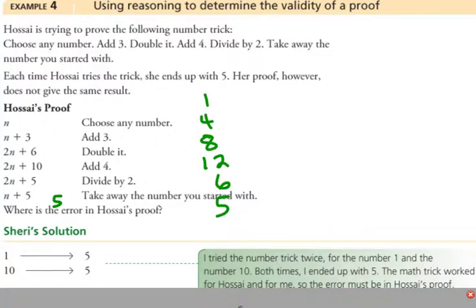Now we'll do the same thing again with the number 10. We start with 10, add 3 gives us 13, double it gives us 26, add 4 is 30, divide by 2 is 15, subtract the original number, which was 10, and we end up with 5. So we end up with 5 with both of these.